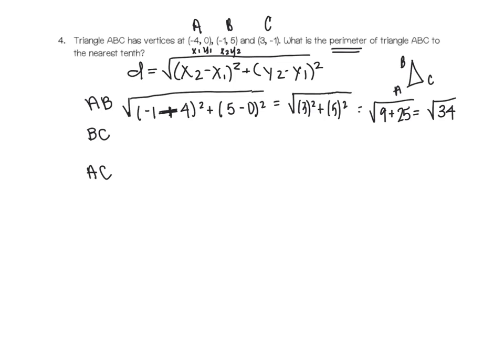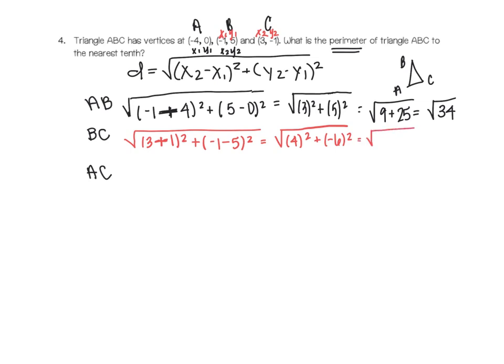So I'm going to want to label my points. I'm going to label C and B. So I have x1, y1, x2, y2. When I plug this in, I have x2, which is 3, minus -1 squared, plus -1 minus 5 squared. When I simplify, this is really going to become addition. So I get 4 squared plus -6 squared. 4 squared is 16. -6 squared is 36. When I add those two together, I get square root of 52. Again, I'm going to leave those for the time being.